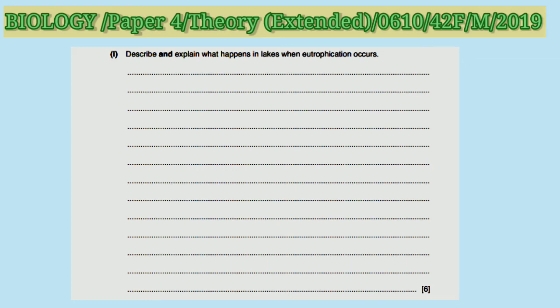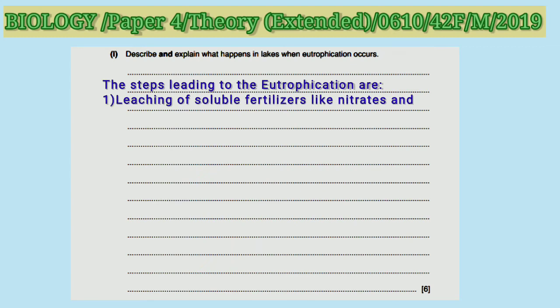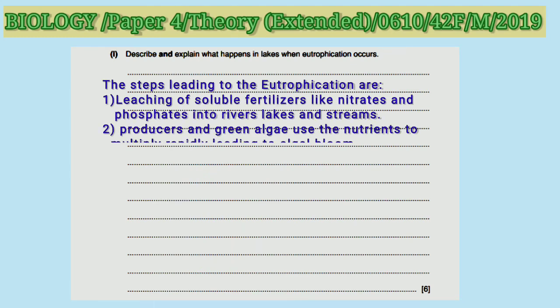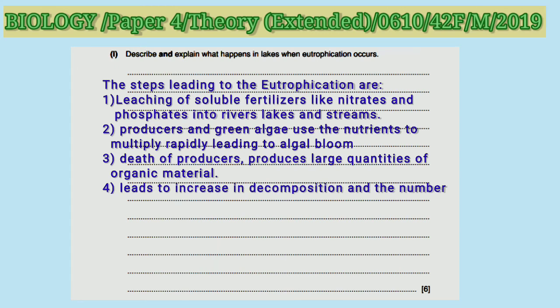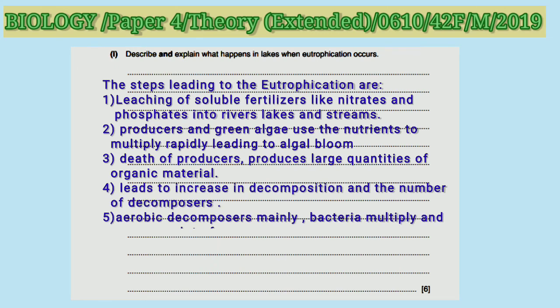Sub-question 1 of question 4. Describe and explain what happens in lakes when eutrophication occurs. The steps leading to eutrophication are: first, leaching of soluble fertilizers like nitrates and phosphates into rivers, lakes and streams. Second, producers and green algae use the nutrients to multiply rapidly, leading to algal bloom.